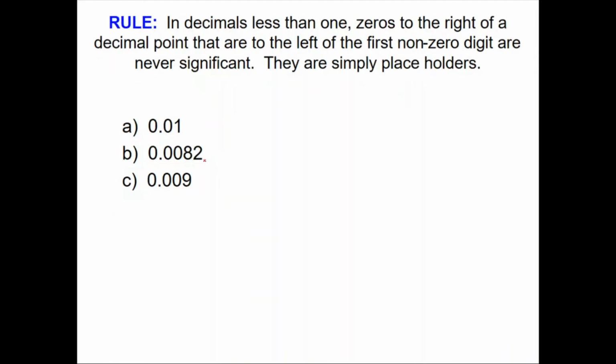Next rule, in decimals less than 1, for example this one 0.1, for example 0.09, zeros to the right of a decimal point that are to the left of the first non-zero digit are never significant. So they are at the left of the non-zero digit here. So they are zeros to the right of a decimal point. So this is the decimal point, and to the right of the decimal point, these zeros are not significant. So here for the first case we have only 1 significant figure. In the second one we have 2 significant figures, and for the third one we have only 1 significant figure.